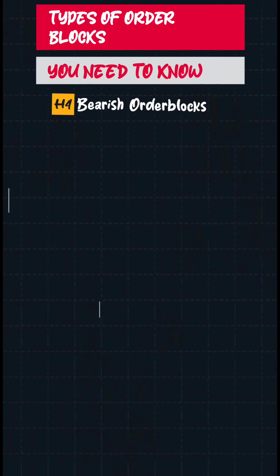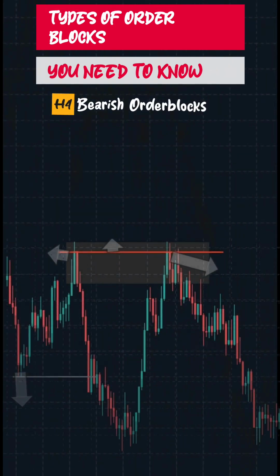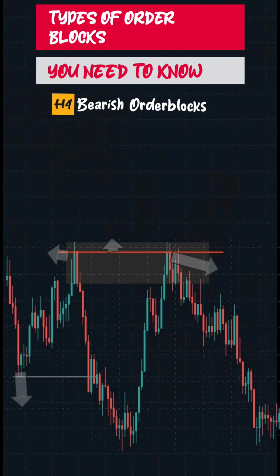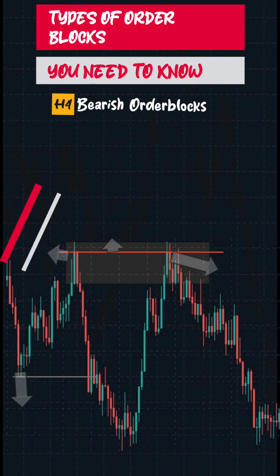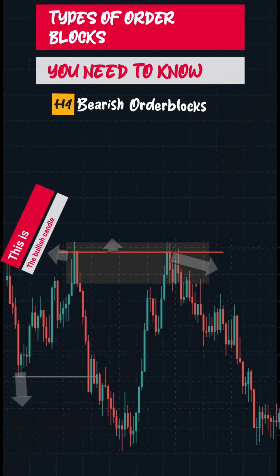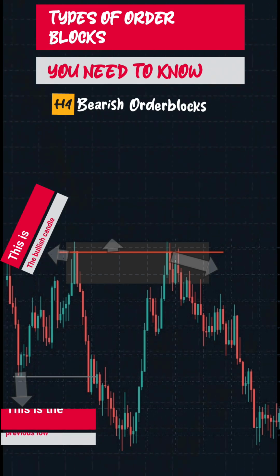Bearish order blocks. Selling opportunities. On the flip side, we have bearish order blocks. This is the opposite. When price moves significantly, then drops like a falling knife, a bearish order block occurs when price creates a strong bullish candle that breaks the previous lows.